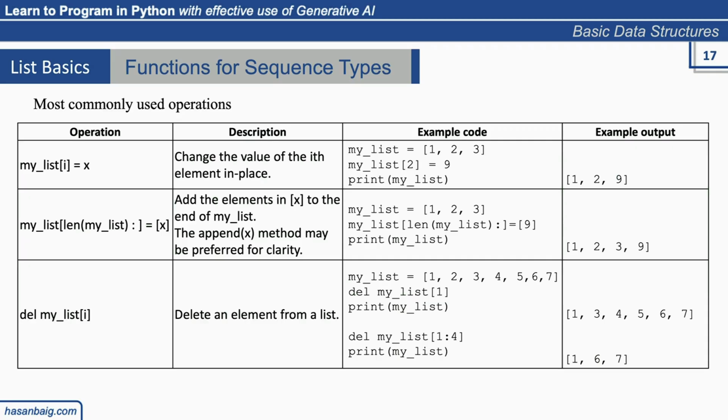I cannot hear you properly. First of all, you need to be a bit louder. Are you asking about this? Yeah, I'm asking about that. So 1 colon 4 means starting from index number 1 and up to index number 4, remove all the elements. This is what it says.